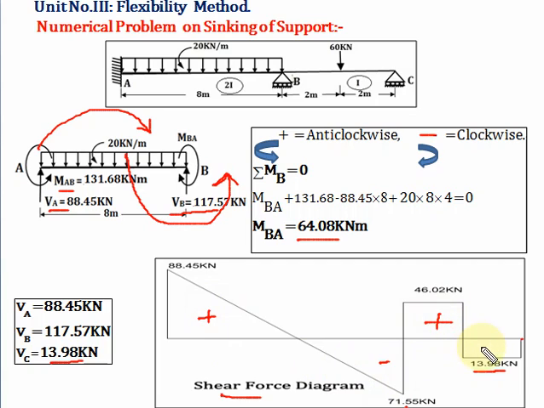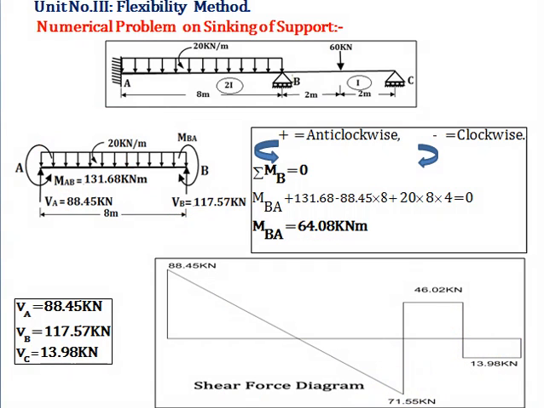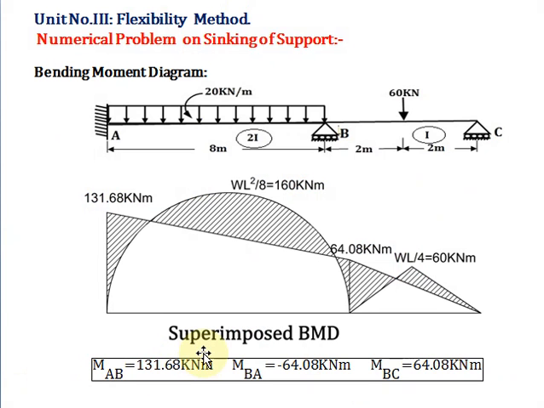Okay, now the last step is to draw the bending moment diagram. So that bending moment diagram we are calling it as superimposed bending moment diagram. So first we'll draw the fixed bending moment diagram. So the moment in member AB is 131.68. So at support A we are showing 131.68. Now moment in member BA is 64.08. So at B we are showing the value 64.08, and at support C, as the simple support is there, moment at C will be equal to 0. Okay, so join this straight line.